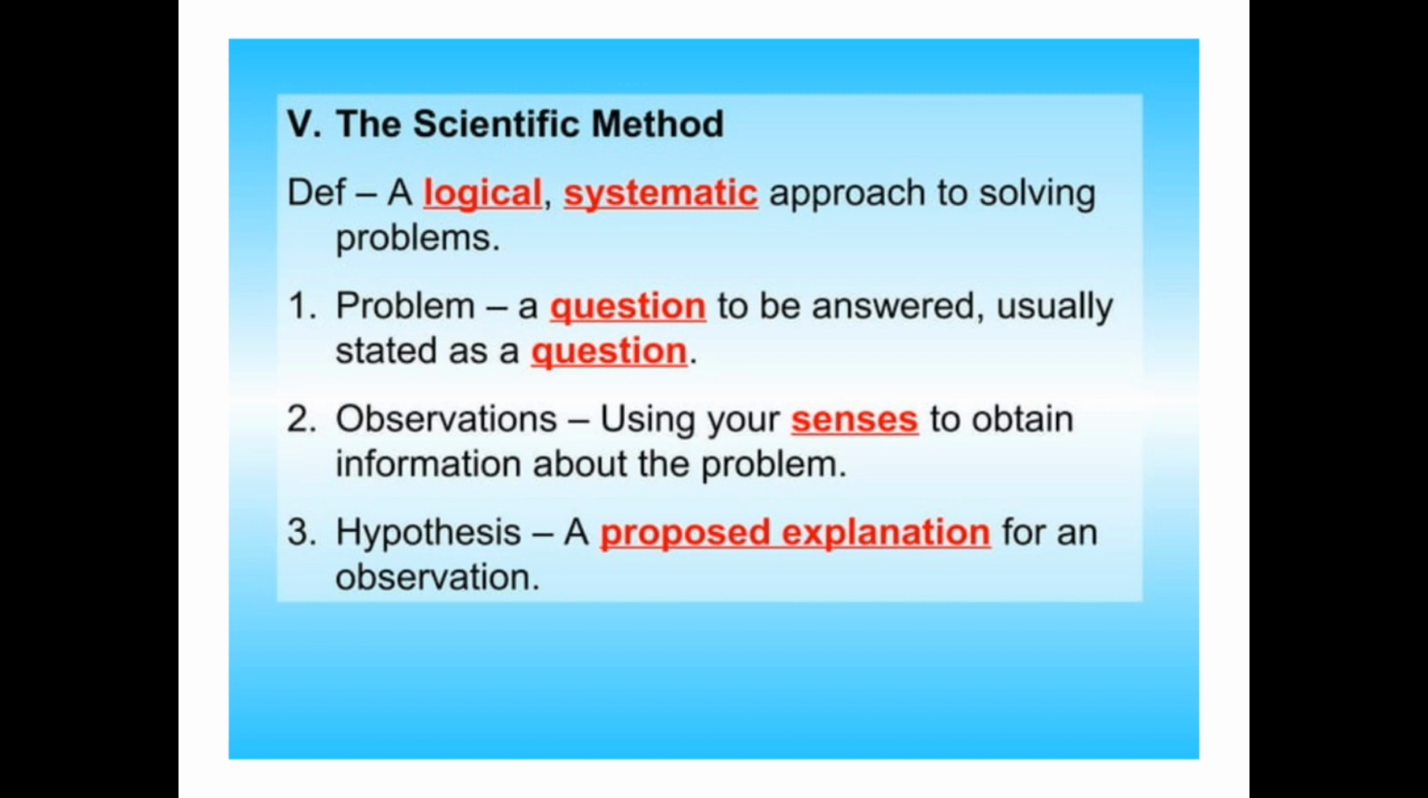Now, after observing, the next thing is they propose an explanation for their observation. We call that a hypothesis. So, in the scientific method, it starts with a problem, and the problem starts with asking the right questions. Then you use your senses to provide information about the problem. That's observation. After observation, you propose an explanation for the observation. We call that hypothesis.